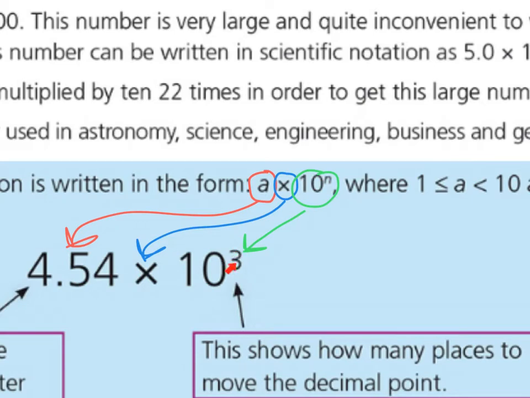If you were to do higher level junior cert, or leaving cert maths, this can be positive or negative. But for ordinary level junior cert, it will only be positive. So I will be doing another video where we see examples of positive and negative powers of 10.